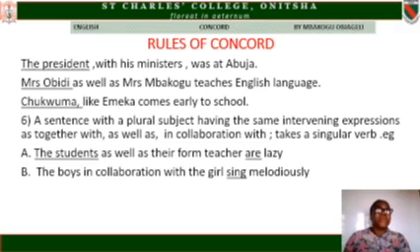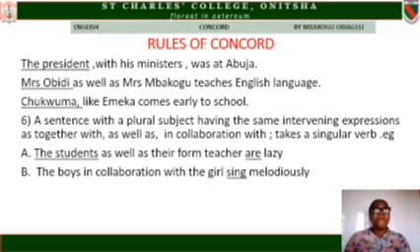Another example, Mrs. Obidi as well as Mrs. Mbakogu. You see, we have here the first person, the subject of the verb of the sentence is Mrs. Obidi. Now, the verb has to enter into agreement with Mrs. Obidi because Mrs. Obidi is the subject of the verb of the sentence. And that is why you have teaches there and not teach. So you have Mrs. Obidi as well as Mrs. Mbakogu teaches English language.